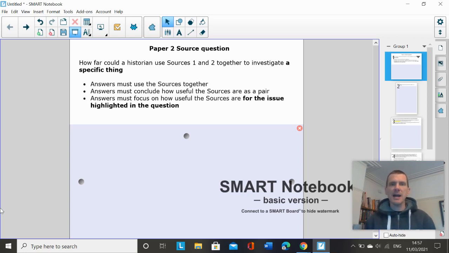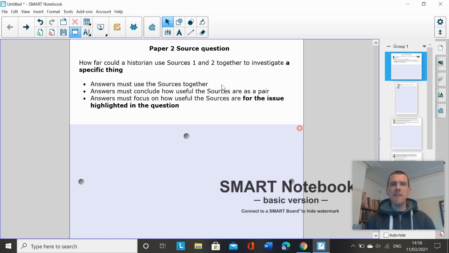So let's have a look at, first of all, what's the question asking? Well, paper 2 source questions ask you how far you could use two sources together. So it might be sources 1 and 2 or 3 and 4. How far you can use two sources together to investigate a specific thing. And the key here is different to paper 3. Paper 3 is one source, one longer source for two issues. On this occasion, it's two shorter sources, but their usefulness together to look at one particular thing.